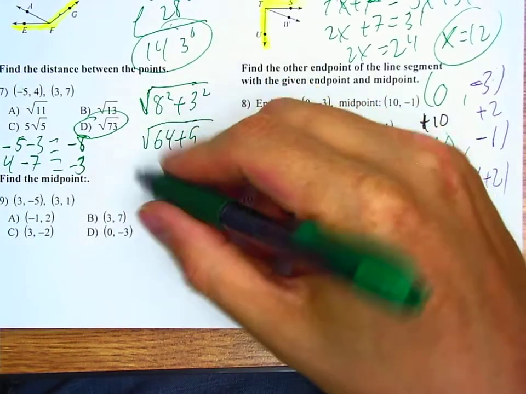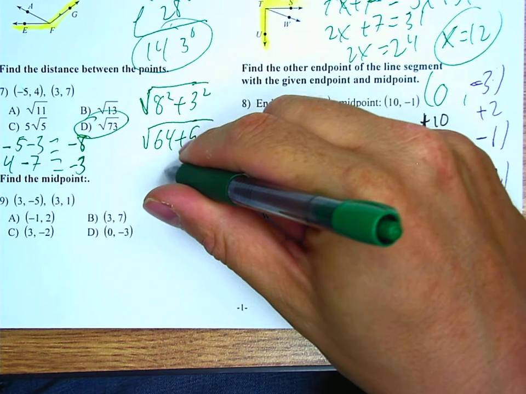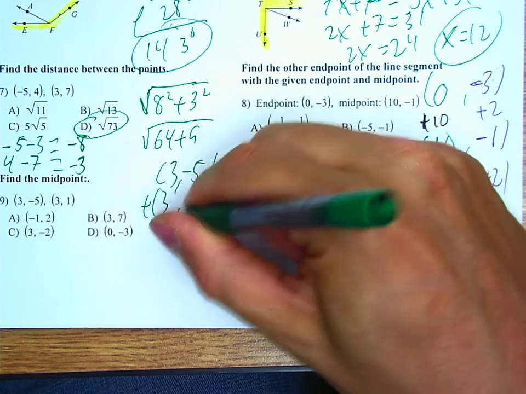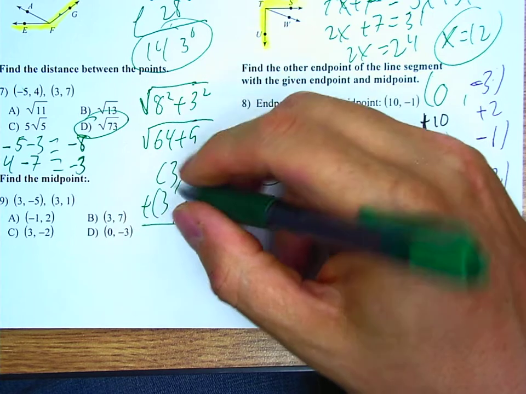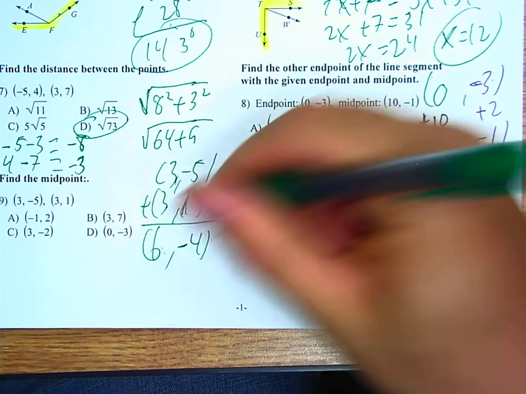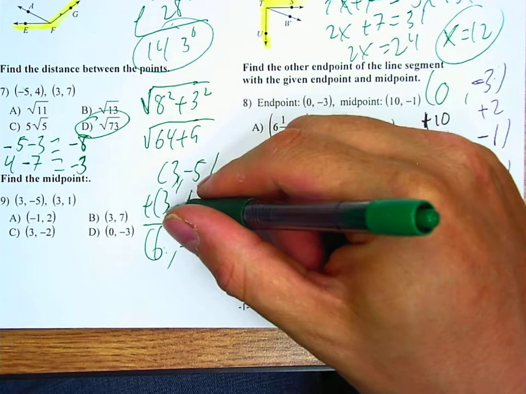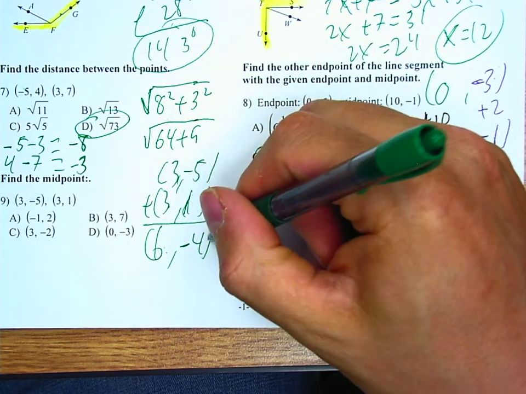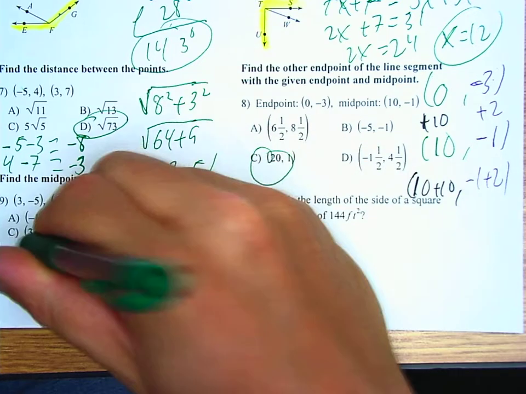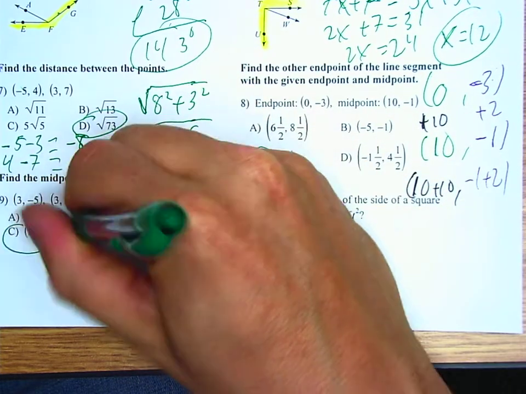Find the midpoint. We add the 2 points together, and then we divide in half. So 3 comma negative 5 plus 3 comma 1. Add it. 6, negative 4. 3 plus 3 is 6, in other words. Negative 5 plus 1 is negative 4. And then divide by 2. Half of 6 is 3. Half of negative 4 is negative 2.